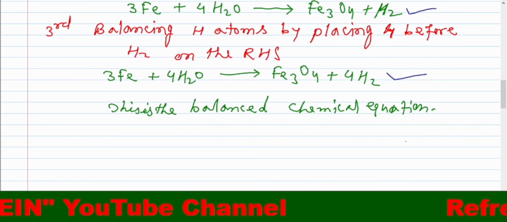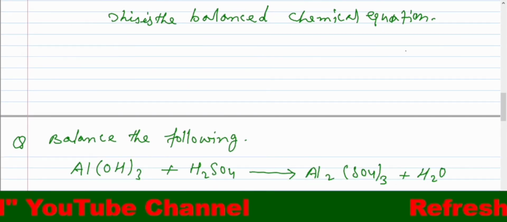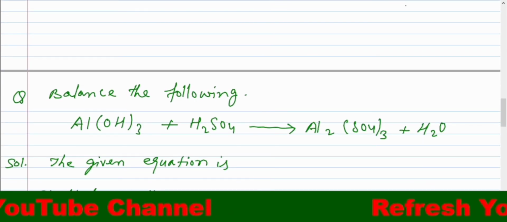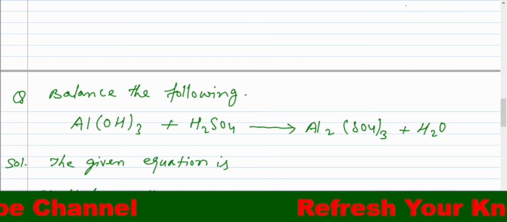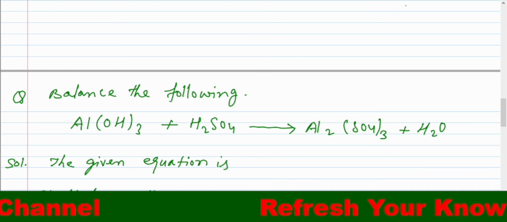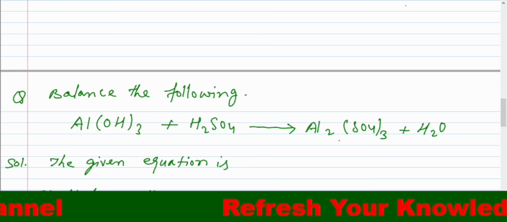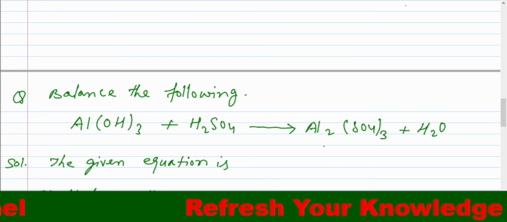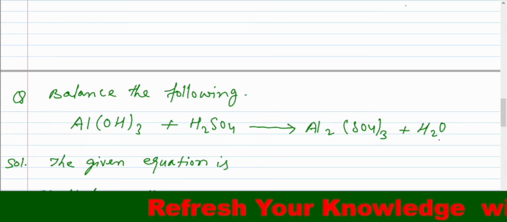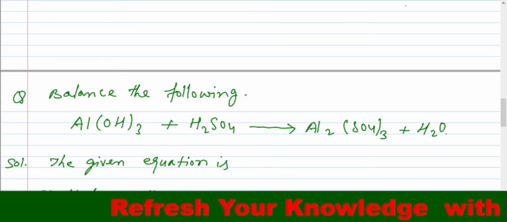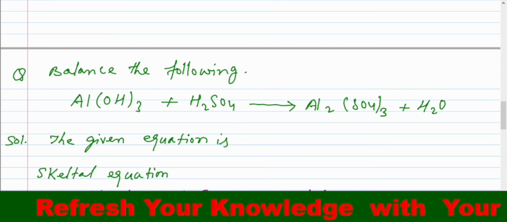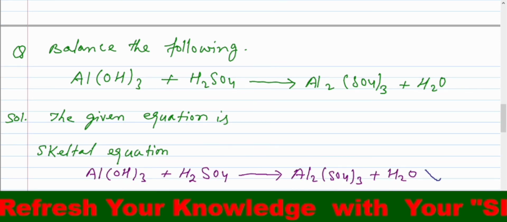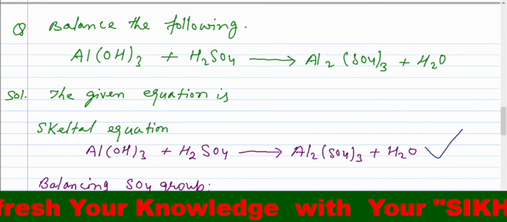I have taken another example, that is balance the following: aluminum hydroxide plus H2SO4 gives us aluminum sulfate plus H2O. The given equation is a skeletal equation. First of all, you will write this one.